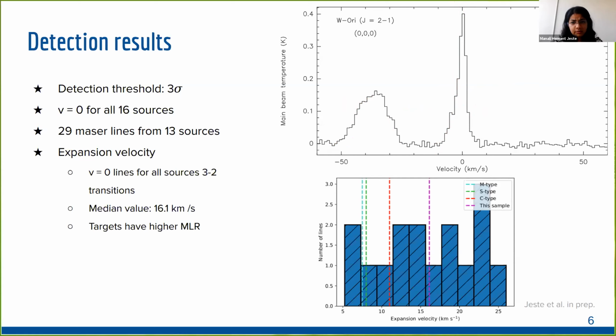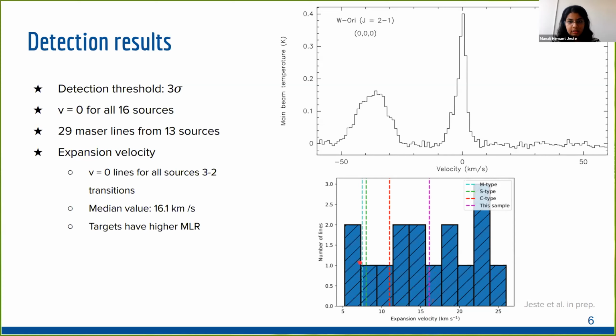Another thing that we looked at is the expansion velocity of these stars. Here is a histogram that we plotted of all the ground state lines for all of our sources, in 322 transitions. And the median value of the expansion velocity that we get is about 16.1 kilometers per second, which is here in purple.